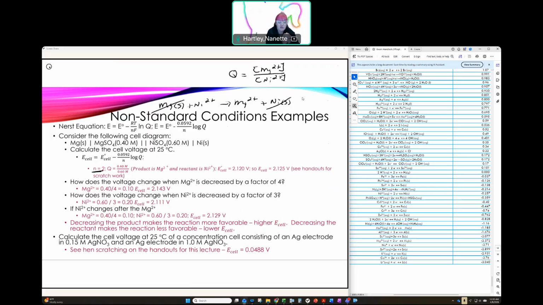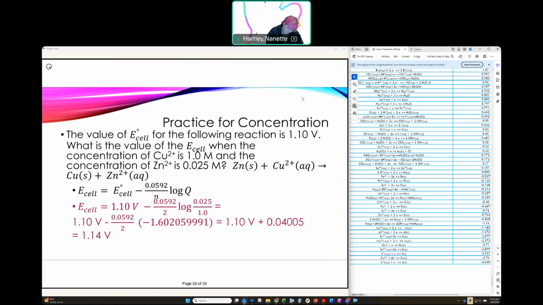Decreasing the product makes the reaction more favorable, so you have a higher E cell. Decreasing the reactant makes the reaction less favorable, lower E cell. Okay. We can do this again when we talk about an Ag electrode in a 0.15 molar AgNO3 and an Ag electrode in a 1.0 molar AgNO3. Oh, wait, that's weird, isn't it? So let's talk about what that actually looks like.